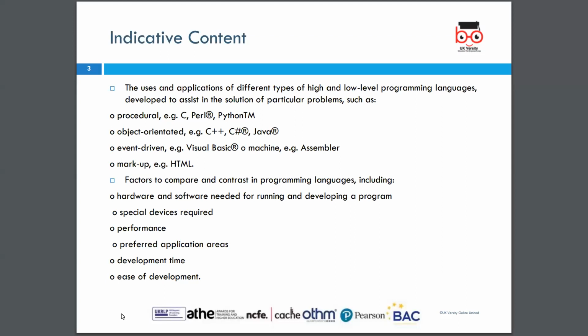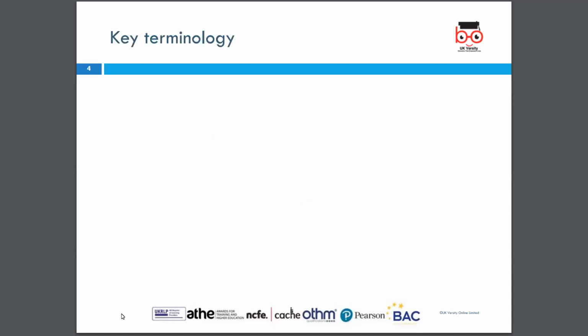So in today's session, what we're going to cover from our indicative content, we're going to see the use of an application in different types of high and low level programming languages, development to assist in the solution of particular problems. Then we'll look into programming languages like C, C#, Python, Java, C++, and JavaScript. Also, we're going to have some factors to compare and contrast programming languages, so we understand why a programming language is more suitable rather than another one.